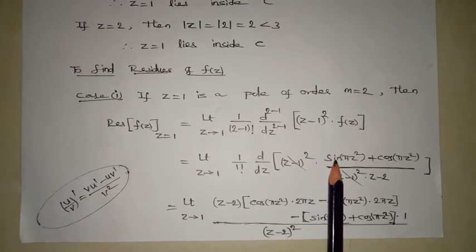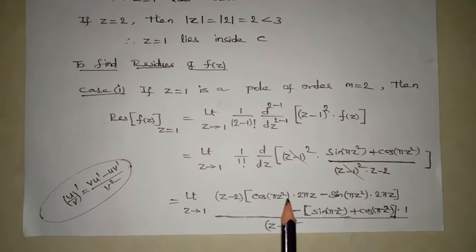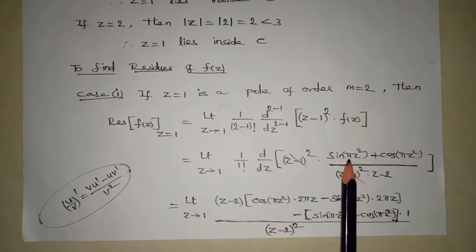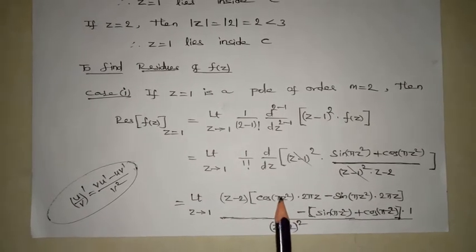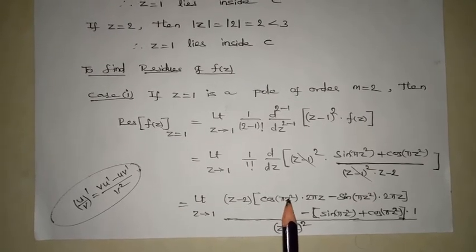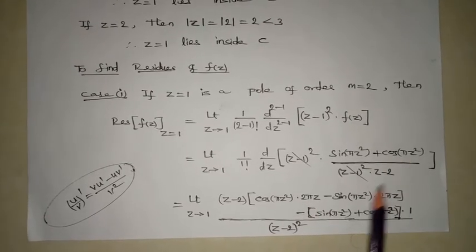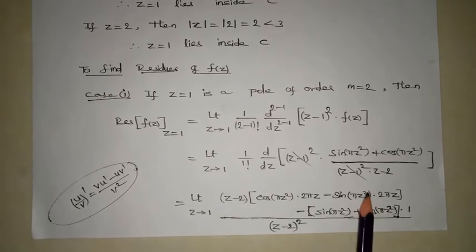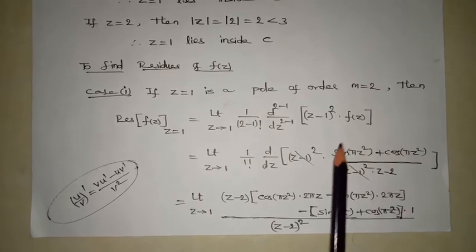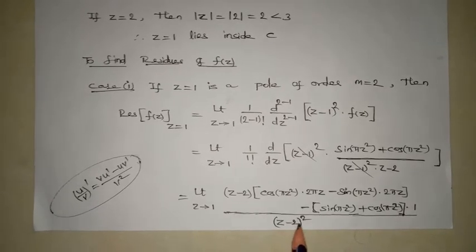Differentiation of sin is cos, and differentiation of cos is minus sin. So differentiation of sin pi z square is cos pi z square. Next, differentiate this angle, chain rule. If you differentiate this, that gives you 2 pi z. Similarly, differentiation of cos pi z square is minus sin pi z square into differentiation of this angle, 2 pi z. Next, keep this numerator as it is. Differentiation of the denominator gives you 1. Then denominator whole square.